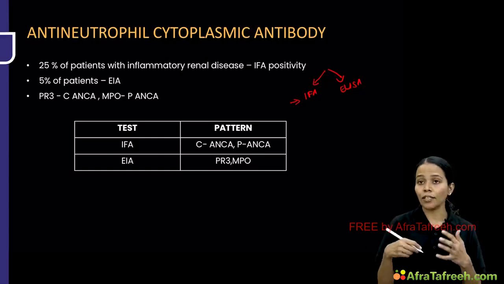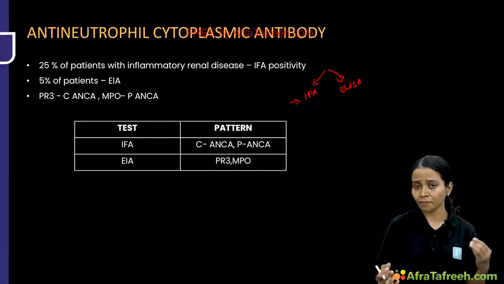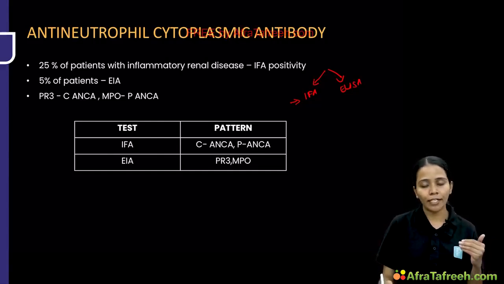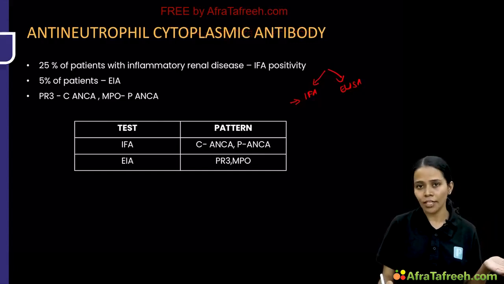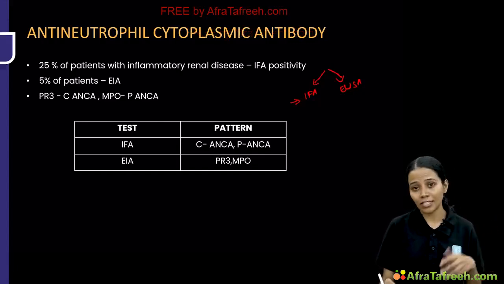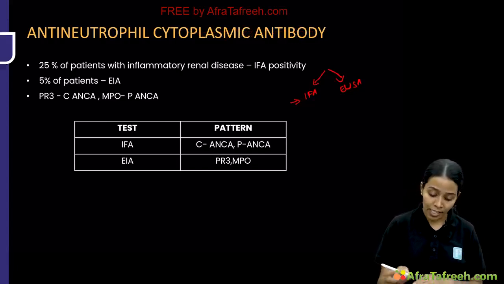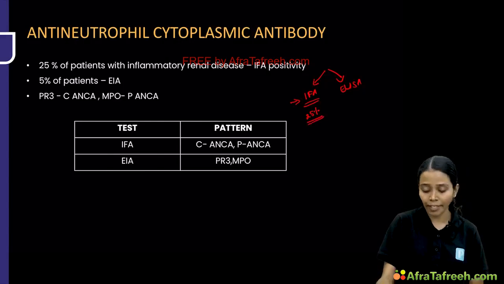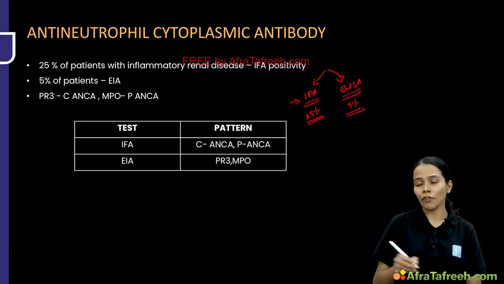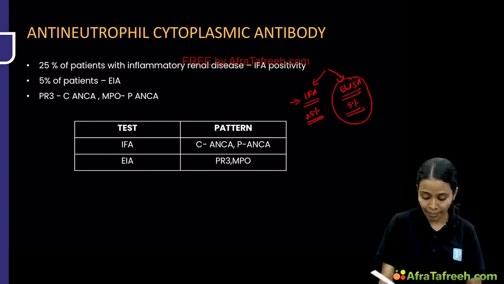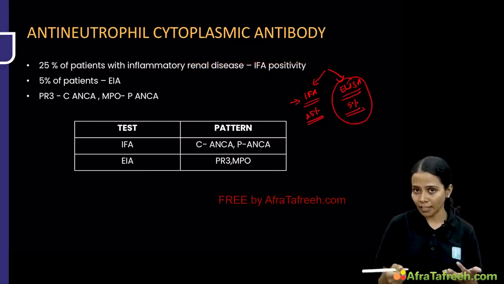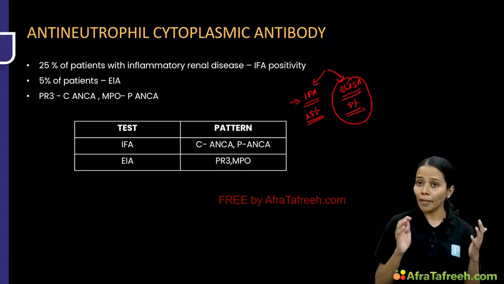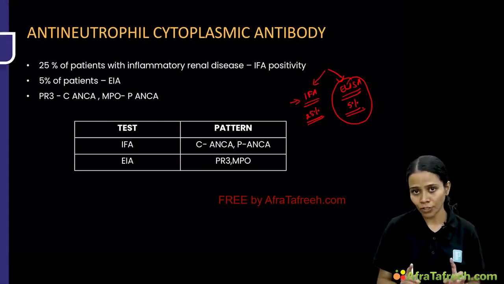For example, if you take patients with inflammatory renal disease, like any disease having crescents, it might be anti-GBM, or it can be some other vasculitis like SLE, rheumatoid arthritis, cryoglobulinemia, infective endocarditis. In all these conditions, there's 25% false positivity by IF. And in ELISA, only 5% false positivity. So ELISA is a better technique. Whenever you're sending for ANCA investigation, you should send both, preferably, if you have only one choice, ELISA.